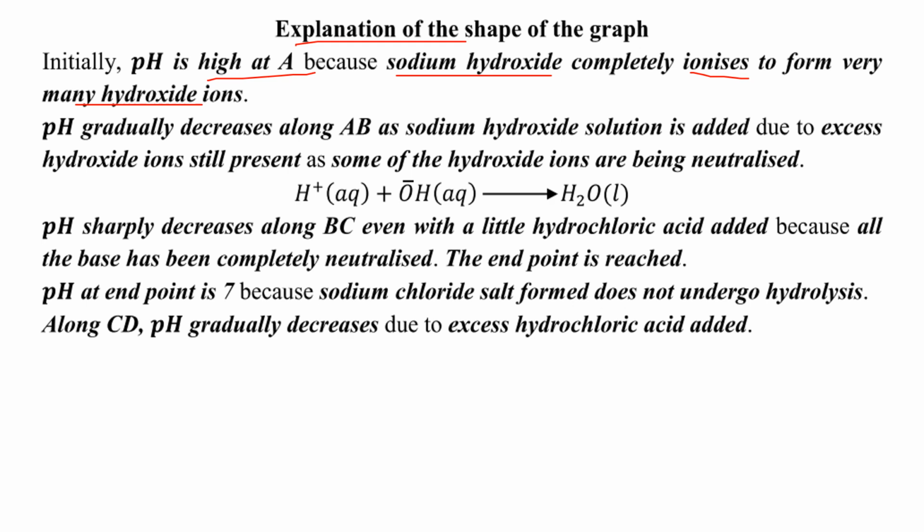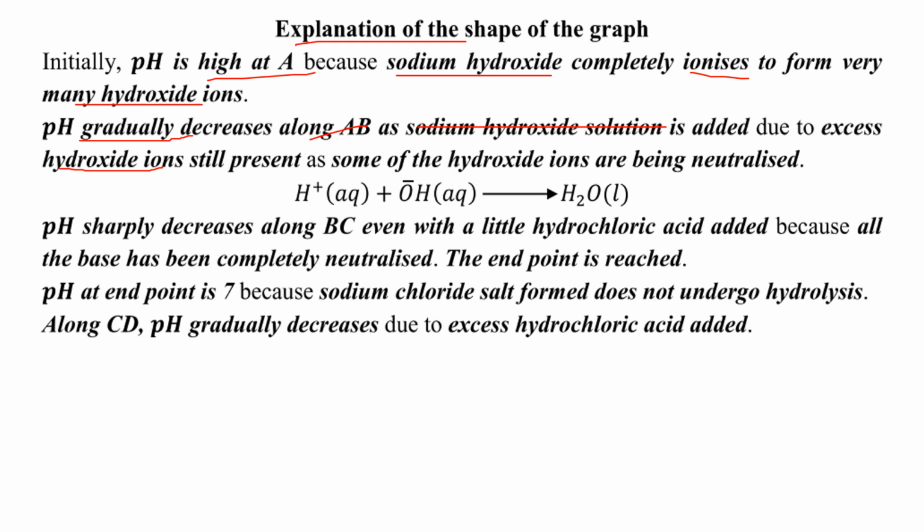Now we're also saying that here pH gradually decreases along AB. Here it is HCl being added as we are adding our hydrochloric acid to sodium hydroxide, and this is due to excess of hydroxide ions that are present from the large volume of sodium hydroxide, and we are just adding a very little volume of the hydrochloric acid.